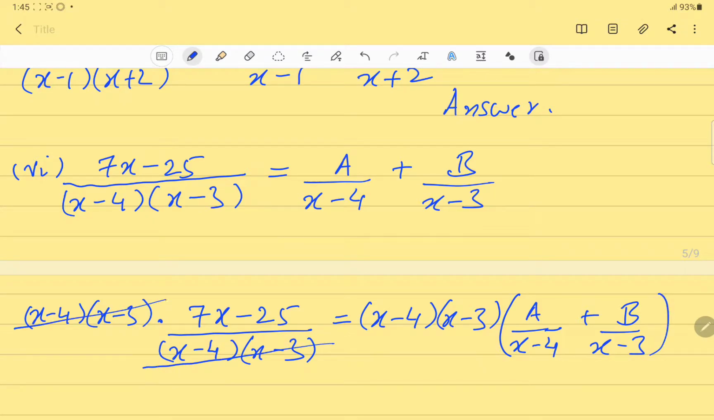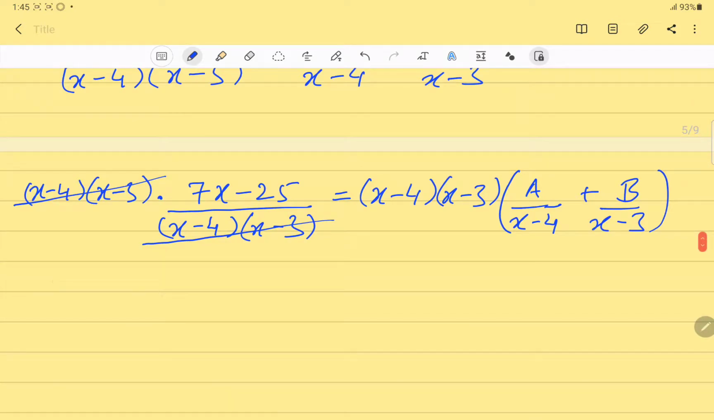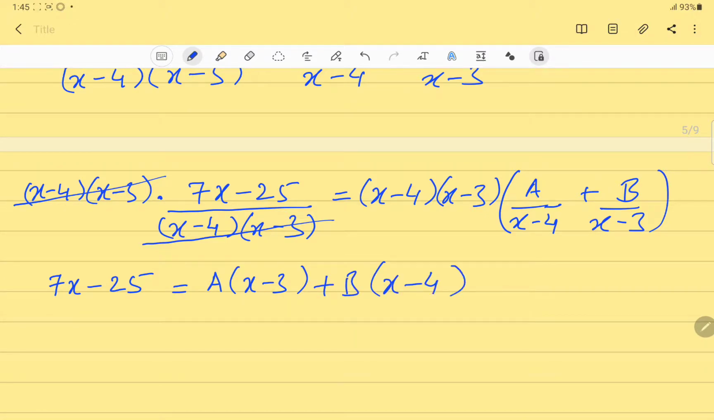This cancels with this. Now we will multiply x minus 4 into x minus 3 with the terms given inside the bracket. We will be getting a into x minus 3 plus b into x minus 4. Now we will assume different values of x to find out the values of the constants a and b.